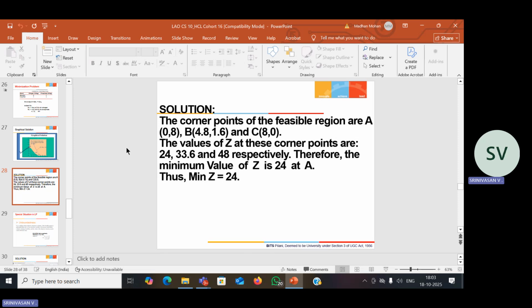You have to do all those things of solving those two equations. The points of intersection of those two straight lines automatically form the corner points of the feasible region. A is (0, 8), B is (4.8, 1.6), and C is (8, 0). You can do it by yourself. Easy. Then you find out values of Z at these corner points: 24, 33.6, and 48 respectively. So what is the function?